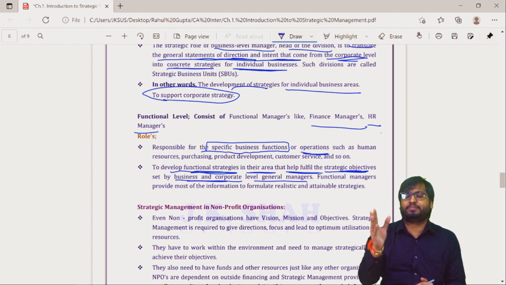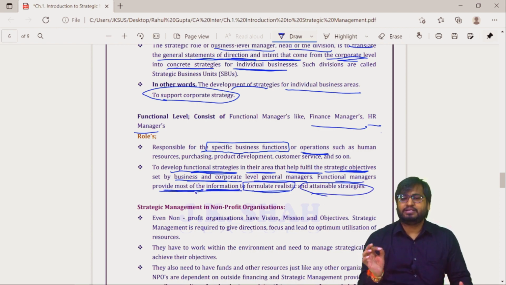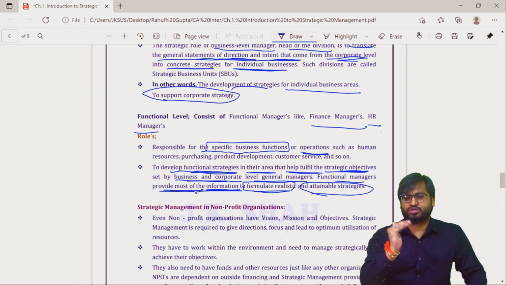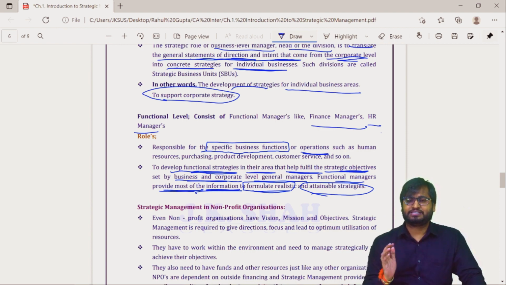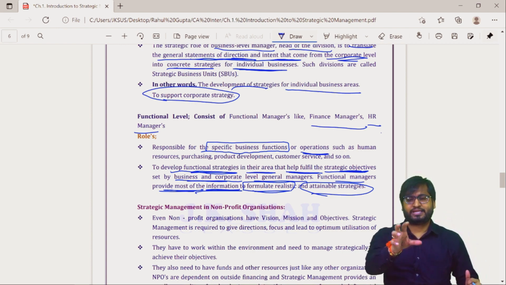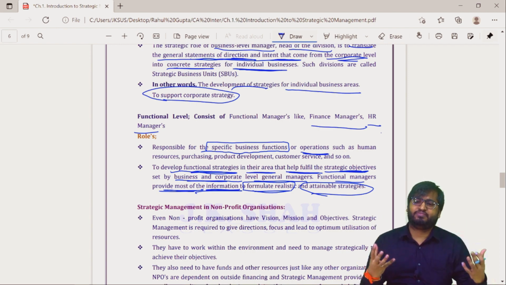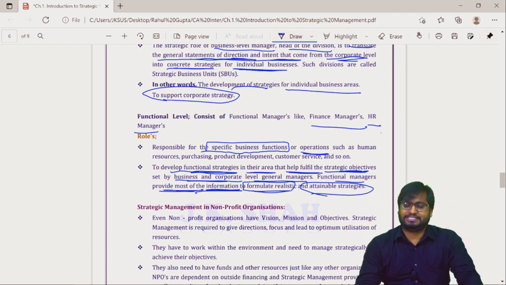So whatever target is set by the business manager, whatever the corporate goals are, how will we be able to achieve that? Functional managers provide most of the information to formulate realistic and attainable strategy. So our top management will tell us we need to increase our revenue, we need to reduce the cost, we need to increase our profits. Business level managers will guide what products we should make, what sort of market we should enter into. Functional managers will tell us what our strategy should be. Production manager will tell you how much we should produce. Marketing manager will tell us how we should market our products, how we should advertise, how we should promote our products. Sales team will tell us how to go about selling more to the same customers. So these are the strategic levels in an organization.